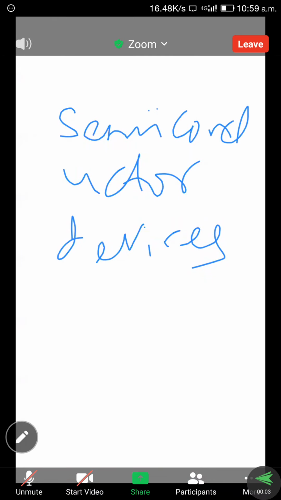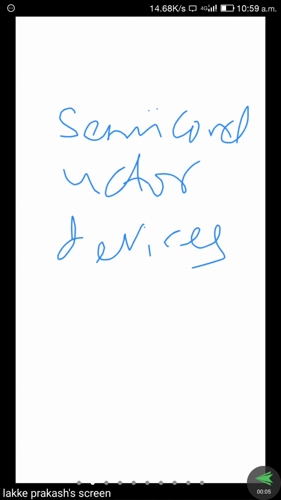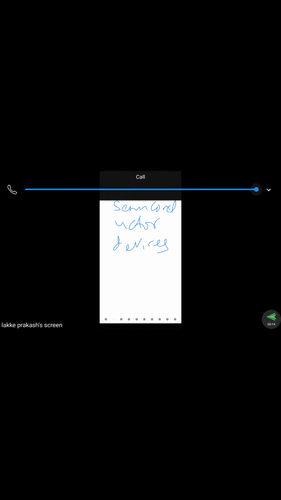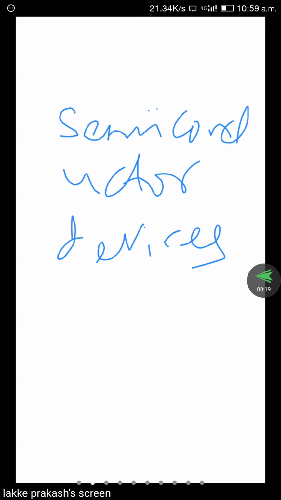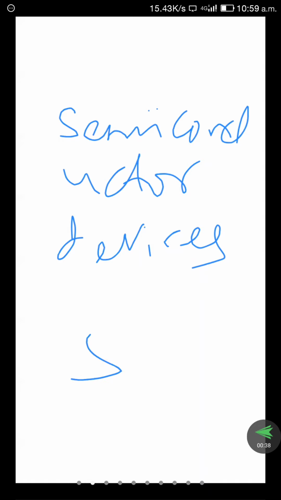Devices. Okay, so welcome to second semester. This is the first electronic subject for you, semiconductor devices. Before this, we have studied basic subjects: maths, physics, chemistry, and English. So we are entering into the EC department, right? In electronics, we have basic subjects. This is the basics of electronics, semiconductor diodes and devices. So simply we call it SCD, semiconductor devices.